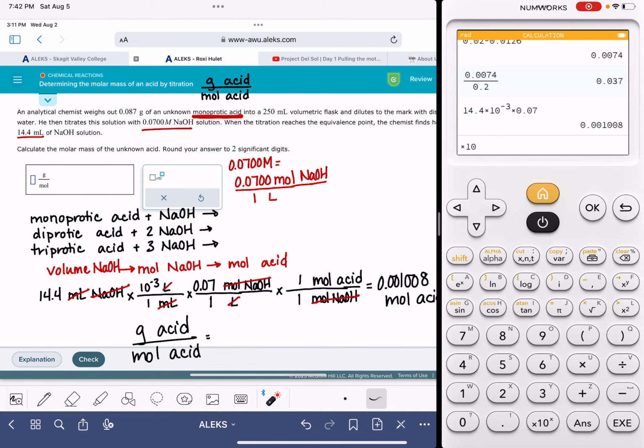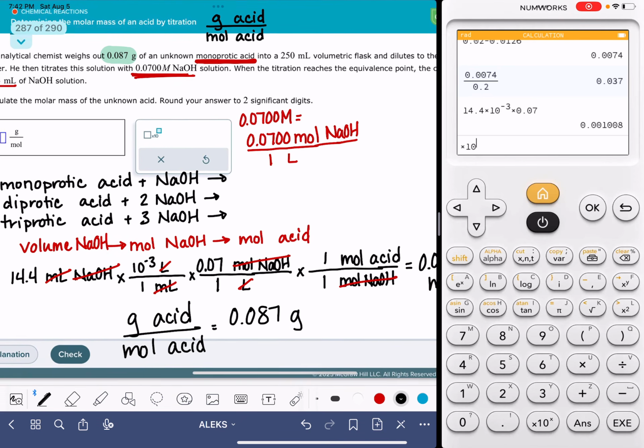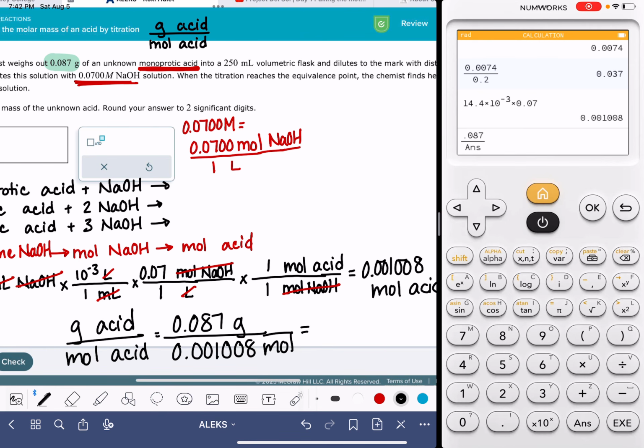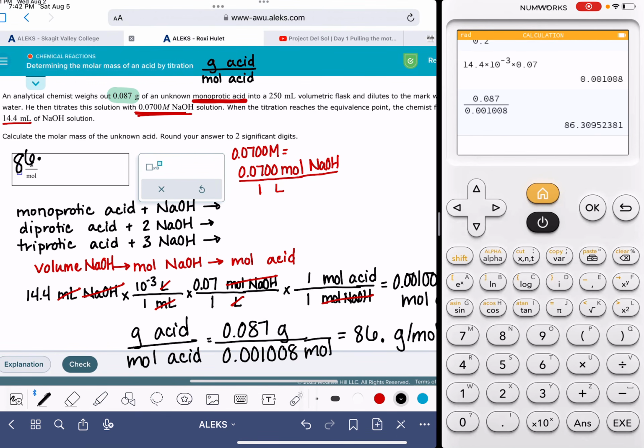The ALEKS problem is going to be giving you the mass, the grams of the acid. For mine, it is 0.087 grams, and I'm plugging in the moles that I calculated, 0.001008. One last step, 0.087 divided by that answer above is 86 grams per mole. ALEKS wants this one to 2 sig figs, so my answer is just 86.